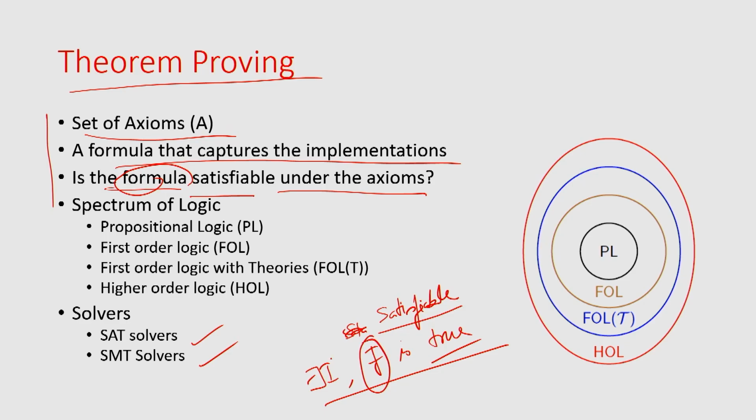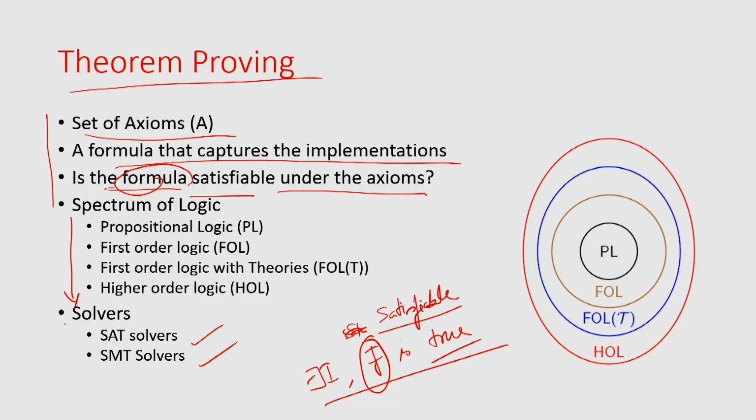Now how do you do that? You need different logic, right? There are different kinds of logic based on your requirement. It can be propositional logic, first order logic, first order logic with theories, or higher order logic. So why do we need different kinds of logic? These logics have more expressive power, right? Expressive.